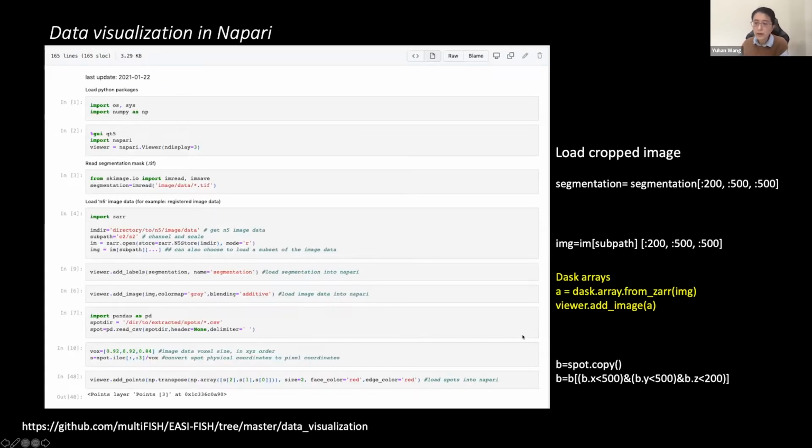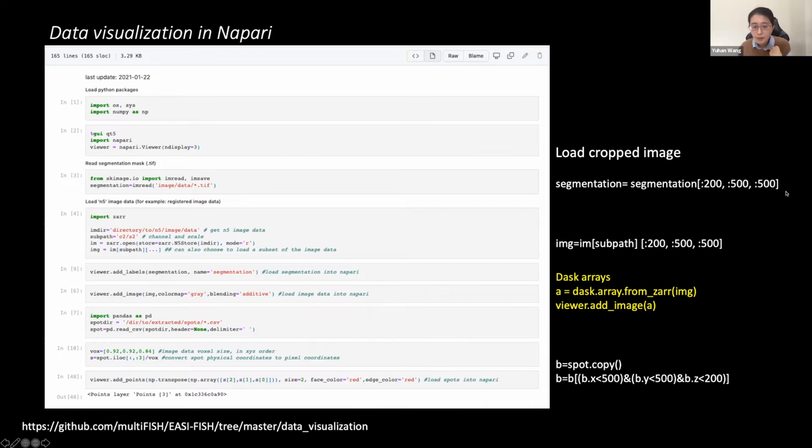And this is just my code. I have to apologize that I have some issues with my VPN, so I can't show Napari in real time, but the code I use is really simple, where I load the TIFF just by reading the images in, and we can also load the N5 files using Zarr, and then we can add them to Napari for viewing, and then we can also load the CSV files and add them as points, as mentioned.